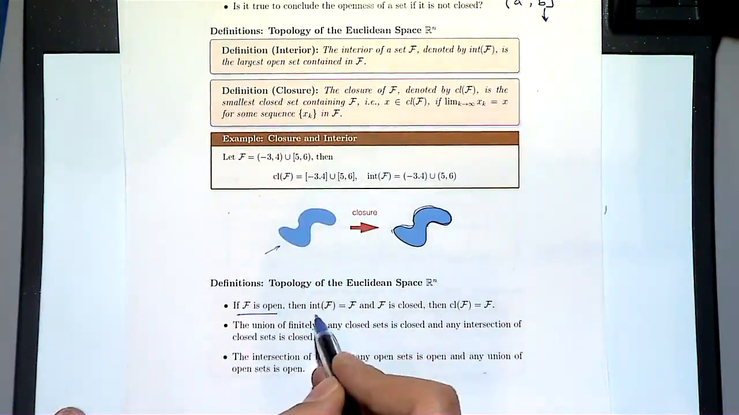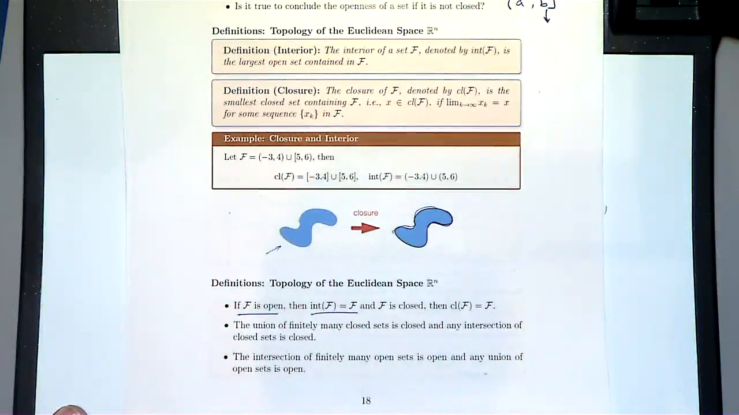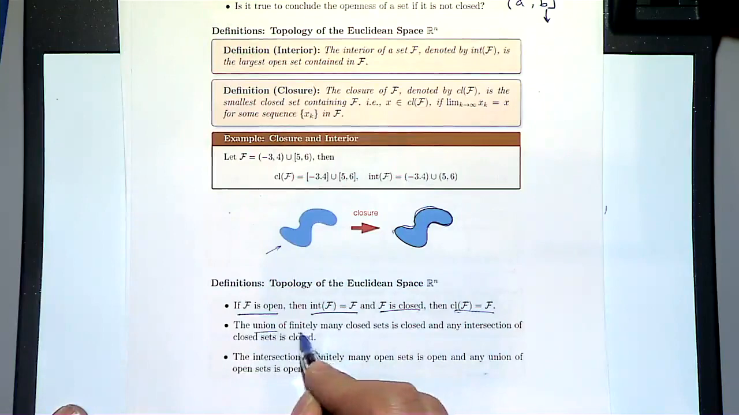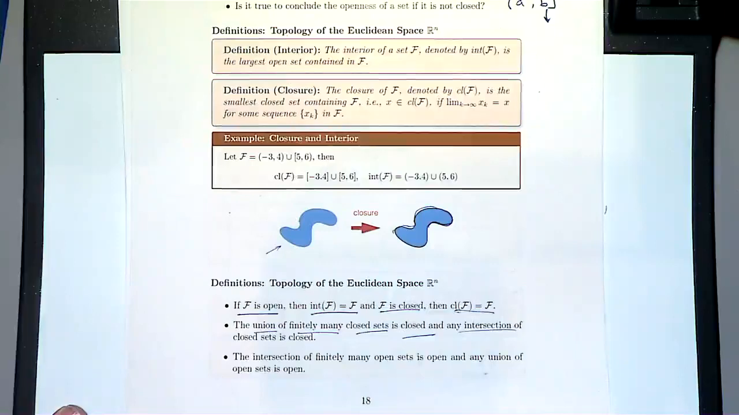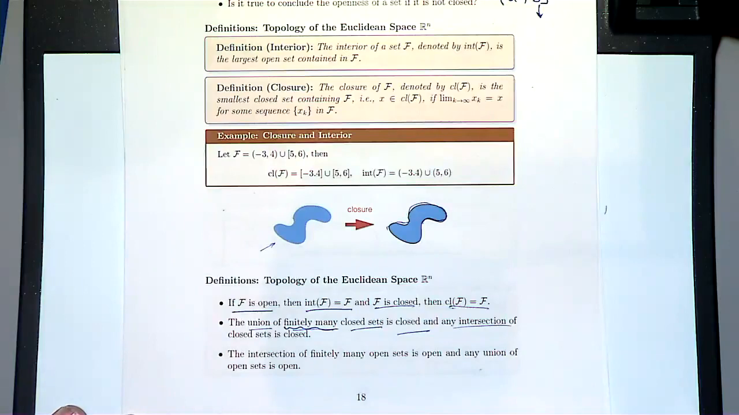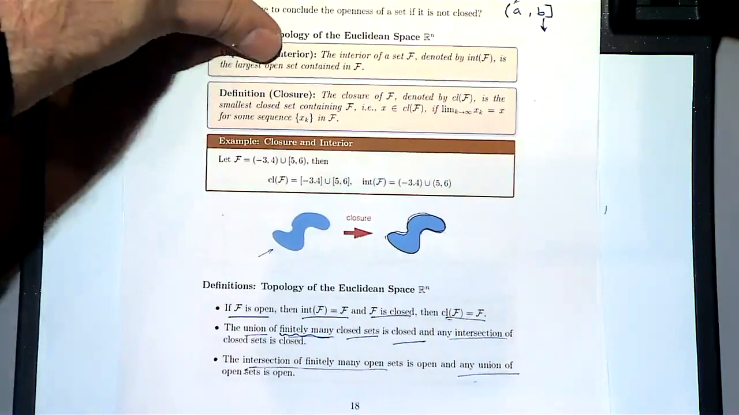If F is open, then the interior is the same as itself. And if F is closed, its closure is the same as itself. The union of finitely many closed sets is closed. And finitely many, that's the key. And the intersection of any closed sets, finitely many or infinitely many, remains closed. We have the flip of it for the open sets. Intersection of finitely many open sets is open, and any union of open sets is open as well.